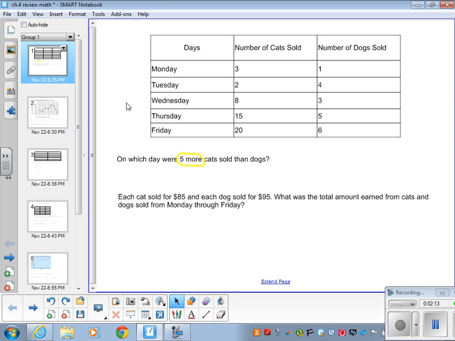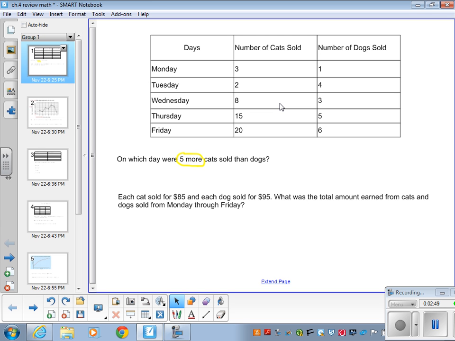So my suggestion is, let's start with Monday. Were 5 more cats sold than dogs? No, because the number under the cats sold is 3. So it's not even 5 more. So we can go down to Tuesday. Again, 5 more cats, we can eliminate Tuesday. Let's look at Wednesday. On which day were 5 more cats sold than dogs? Well, there were 8 cats sold on Wednesday and 3 dogs sold on Wednesday.